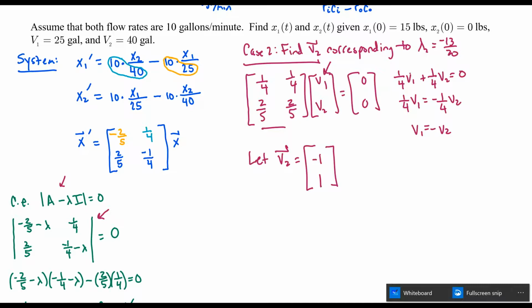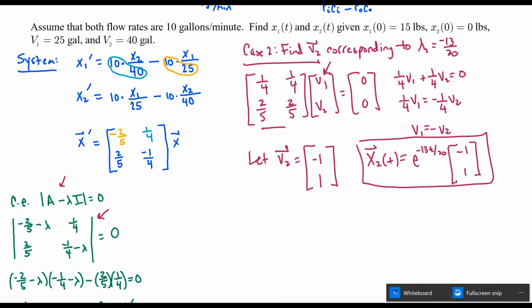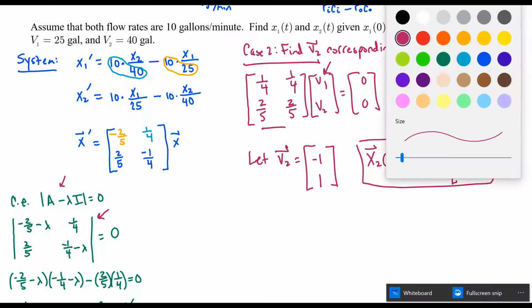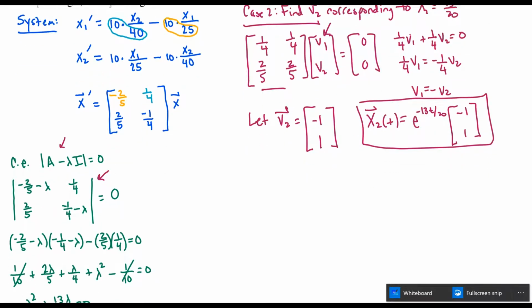Therefore, our entire particular solution, x sub 2 of t, is e to the -13t/20 times the eigenvector -1, 1. Okay, that's our second particular solution. So now we're ready to express the general solution to the system.